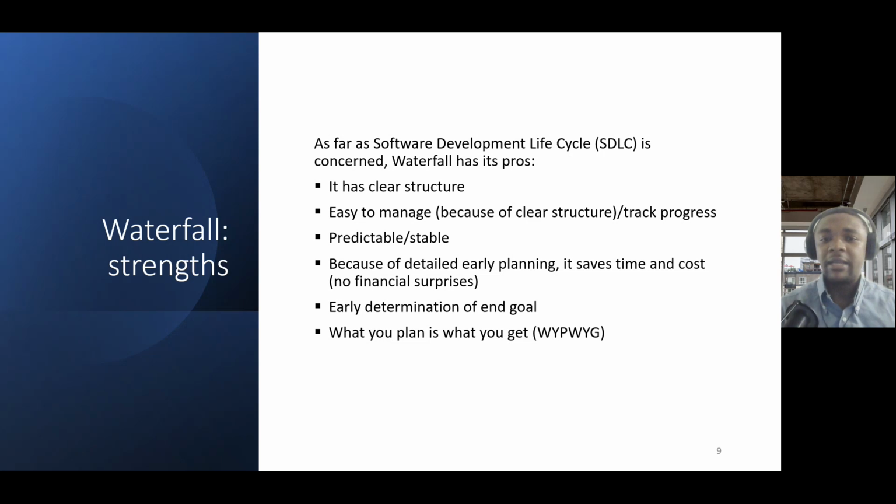Okay, because of detailed early planning, it saves time and cost, right? Because we already have everything ironed out, we can figure out to a greater percentage how much it's going to cost to work on that project. We can really figure out the end product, or the end goal of the development, of the product we are working on. And then what you see, what you plan, is what you get, right? WYPWYG. So whatever you plan, that's what you're going to get at the end of the project.